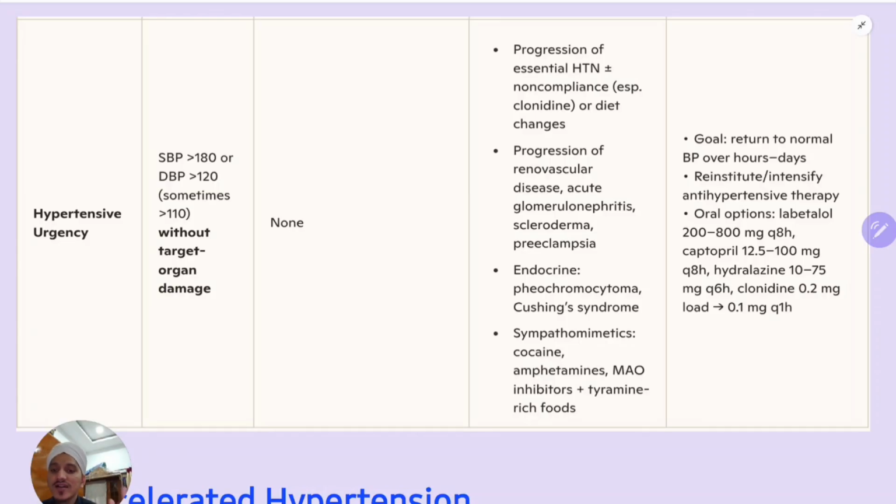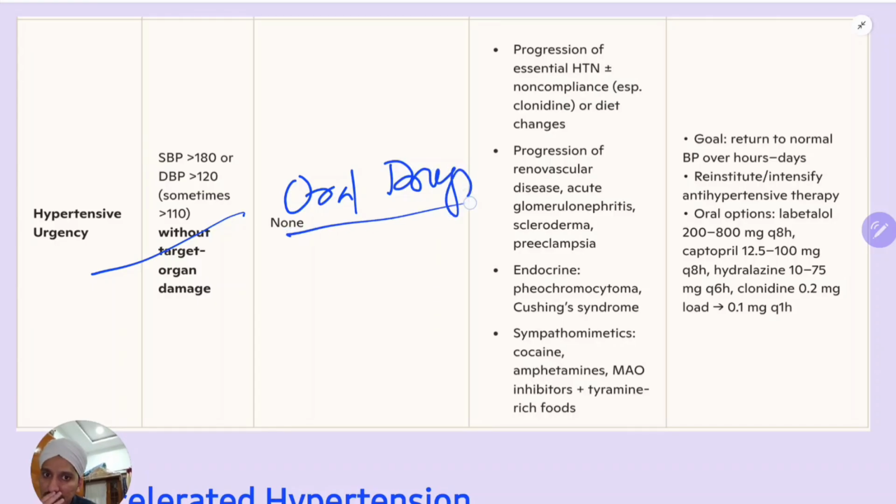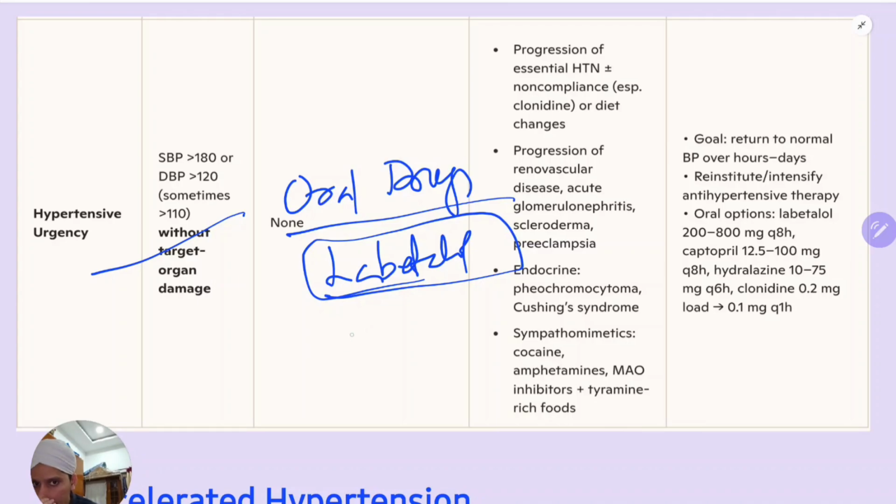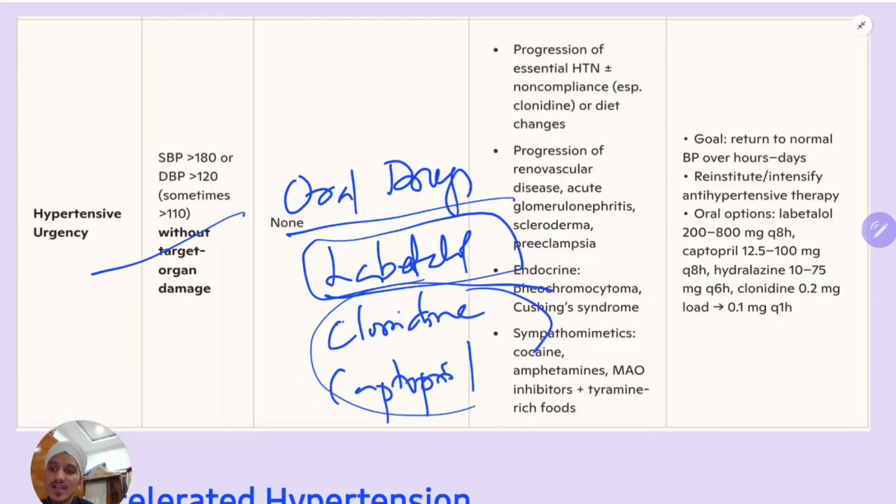So what drugs can you use? Remember, for urgency you can use oral drugs as mentioned here. Labetalol is a good drug. Short acting drugs you should use in urgency. Labetalol is short acting, clonidine is also short acting, captopril is also short acting. Because these are short acting, they are recommended in urgency. These are all oral drugs. Then gradually you will remove these drugs and increase the dose of long acting drugs. That's how you reduce. You should not use long acting drugs in these patients initially.